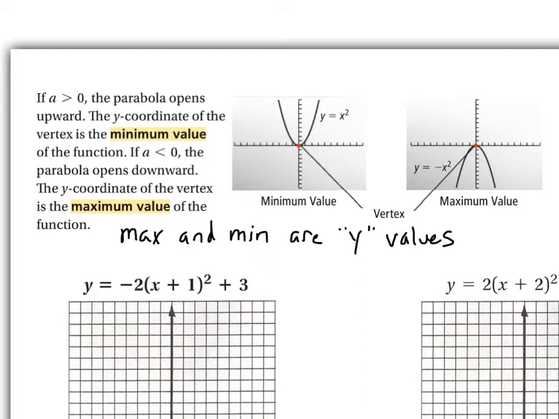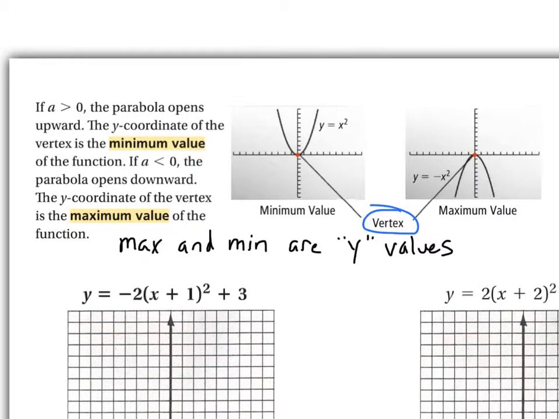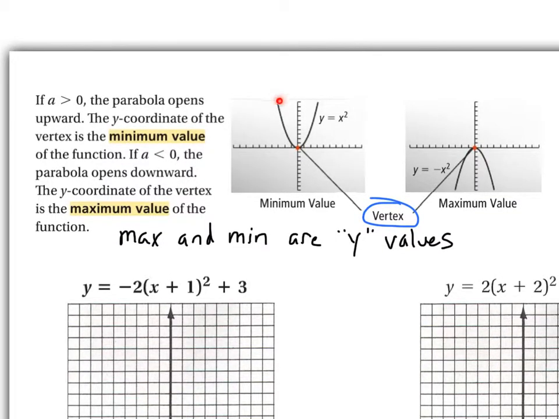And where we're going to get that maximum or minimum y value is determined by where the vertex is located. That vertex is the lowest point in the graph if our graph opens up. If you look at that first little graph here, if you were able to trace this graph, all your y values are 0 or greater than 0. Well, then 0 is the smallest y value. It's the lowest y value. So our minimum value would be 0.